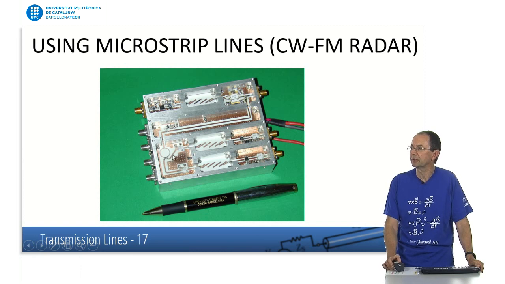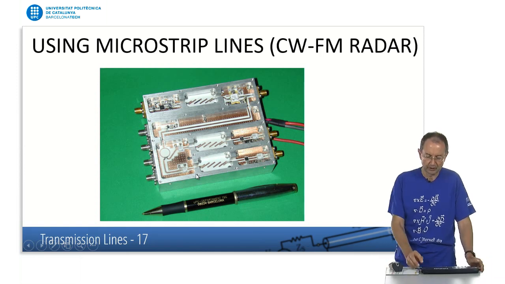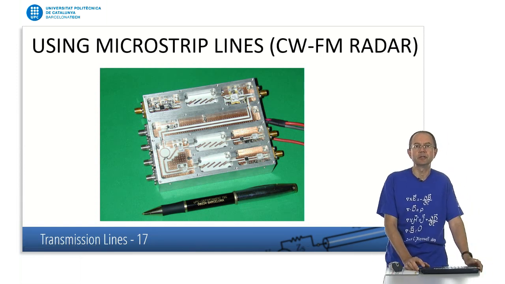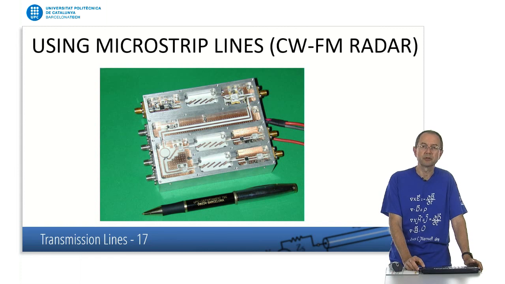So you have transmission lines everywhere, and they are also used here. These devices are filters, and these filters are made with pieces of transmission lines again. So they are used for many connectivity situations, and also as part of subsystems like filters, power dividers, and so on. So they are used very much in microwave circuitry.